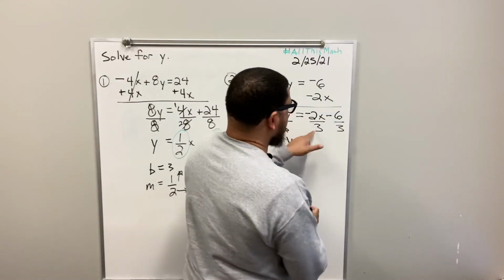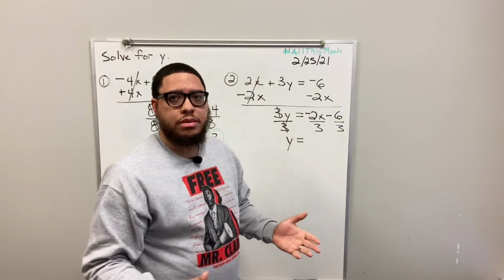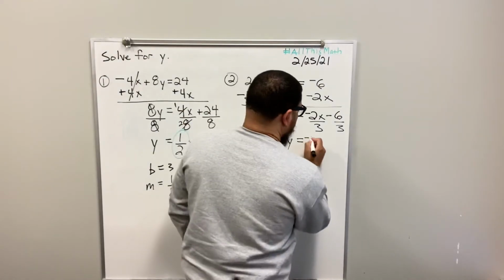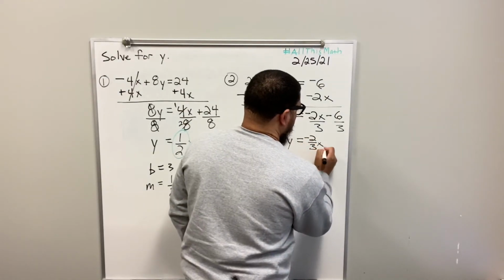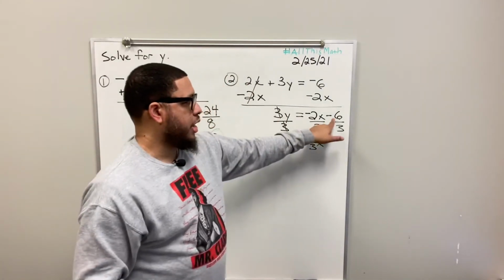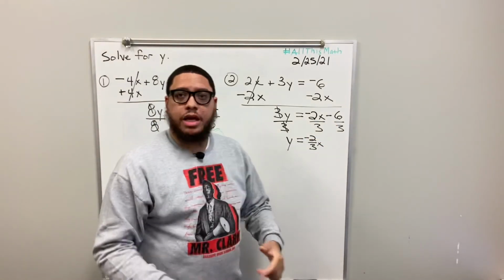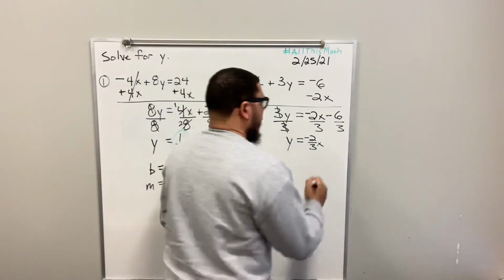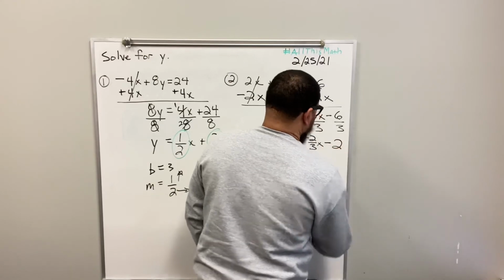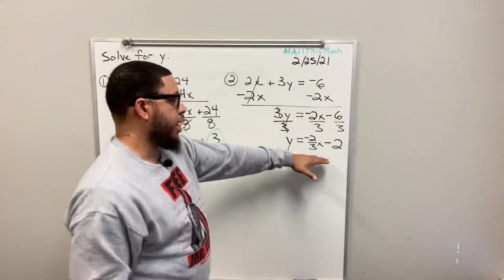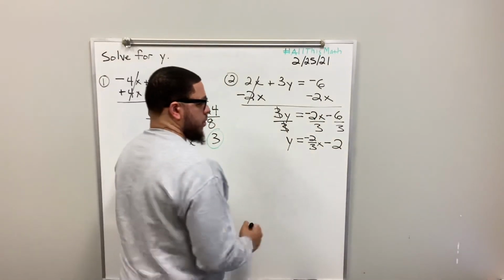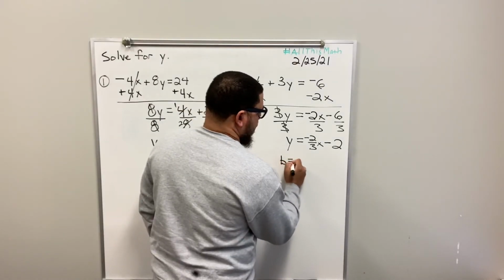Then over here, negative 2/3. I can't reduce that, so I'll leave it as it is. So I write negative 2/3 x. Then right here, negative 6 divided by 3. Negative 6 divided by 3 is negative 2. Now, if I wanted to graph this line, my y-intercept is negative 2.